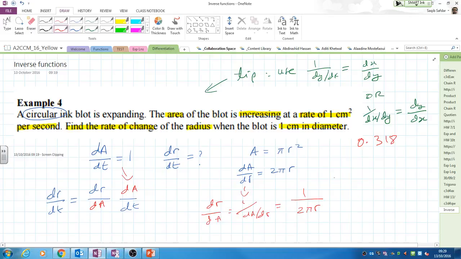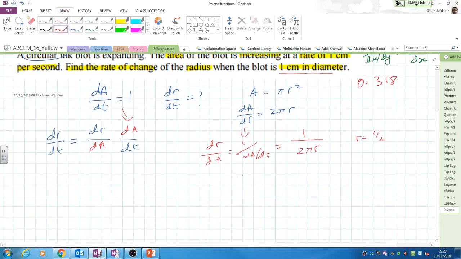Now when the diameter is 1 centimeter, then we know r equals a half. And so dr over dA equals 1 over 2 pi times a half, which is 1 over pi. And so dr over dt is going to be dr over dA, which is 1 over pi.